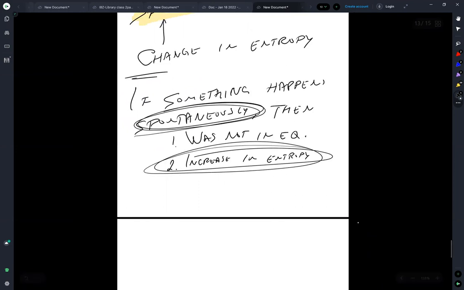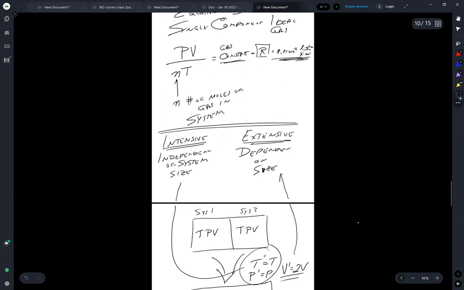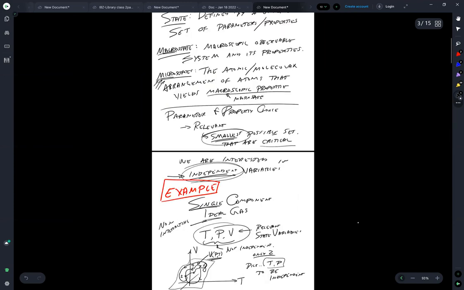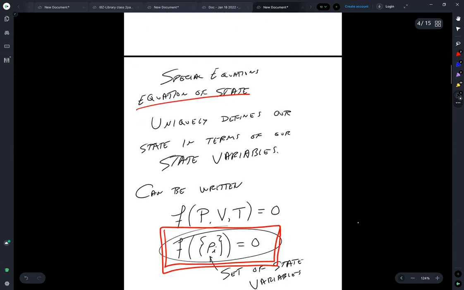So this is a set of definitions that are important, and a review of math that's important for being able to work with thermodynamics.